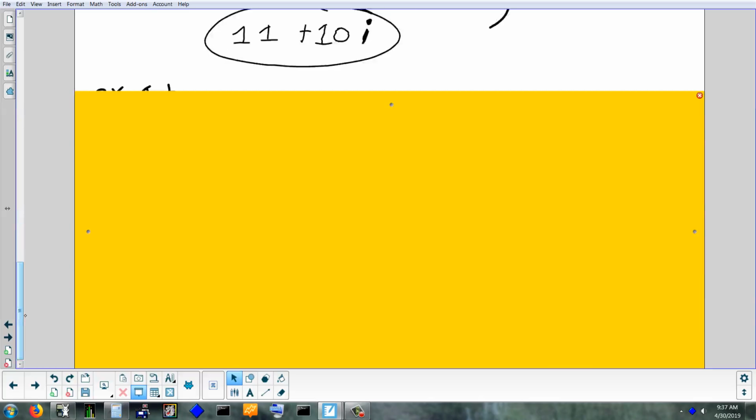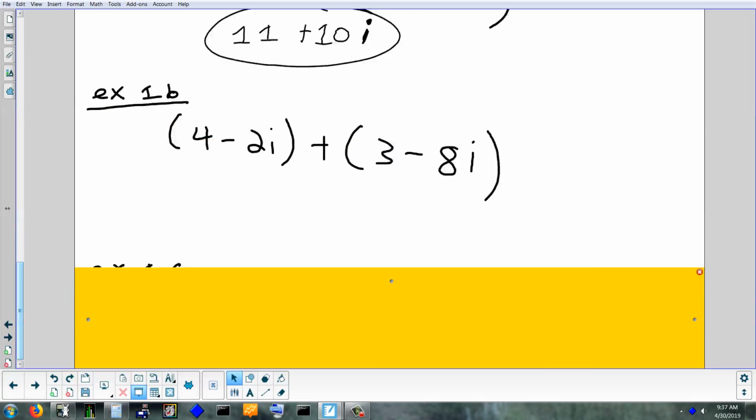Let's look at another add. 4 minus 2i plus 3 minus 8i. Okay. When I add these together, even though you can't see the directions anymore, just look at the symbol right there. It's add. What's going to be the real part? 7. And what's going to be the imaginary part? Negative 10. And then put the i with it, and you're done. So that's negative 10i.